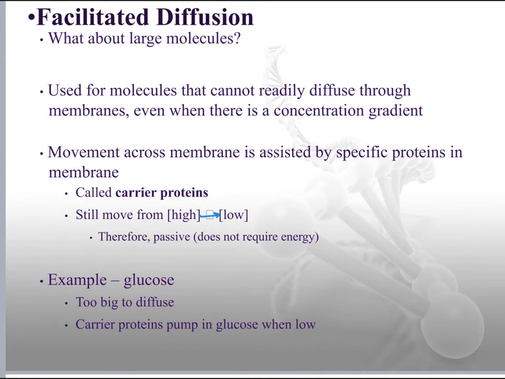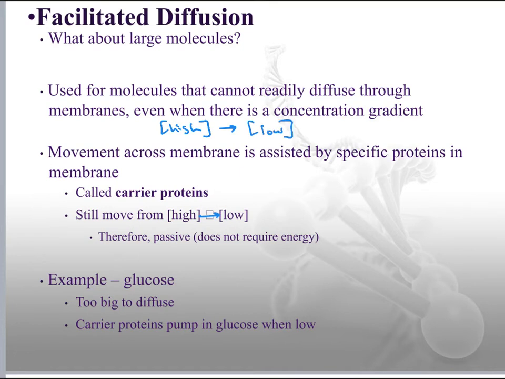Okay, so facilitated diffusion. What about large molecules? We talked about how things like CO2 and O2 can diffuse in freely. We talked about water with osmosis. So how do we deal with the rest of this? Well, large stuff has to come through by some sort of mechanism. Facilitated diffusion is used for molecules that cannot readily diffuse through membranes, even when there is a concentration gradient. This is big stuff, so large that even if it would make sense to go from a high concentration to a low concentration, it's not going to work.